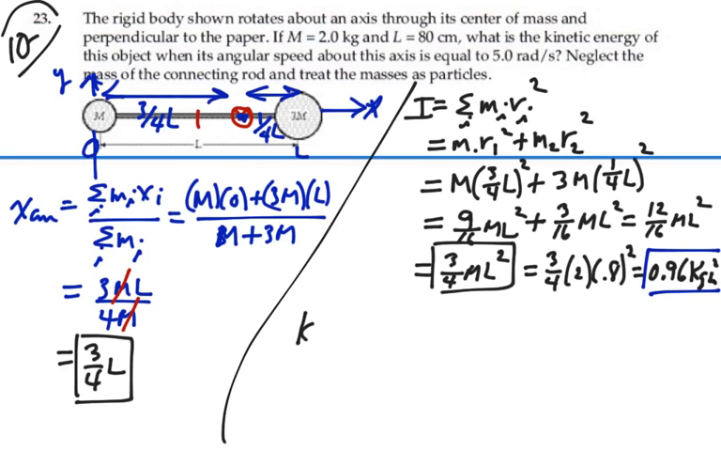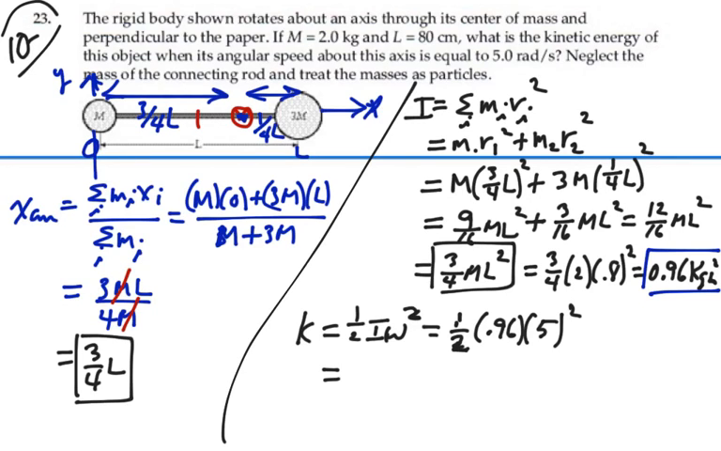Kinetic energy is 1/2 the moment of inertia times the angular velocity squared. So in this case, that would be 1/2 times the moment of inertia, 0.96, and the angular velocity was given as 5 radians per second, squared. So that will be what? 12. So that's equal to 12 joules of kinetic energy rotationally.